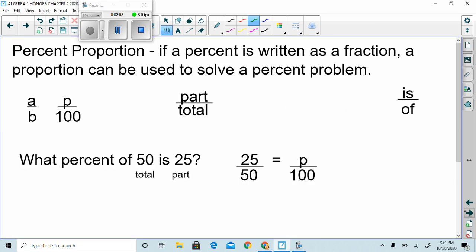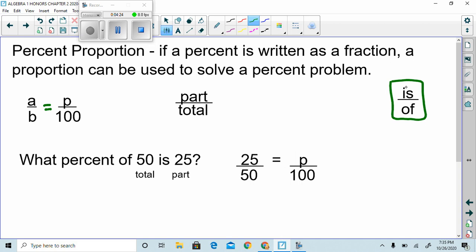So, percent proportions. If a percent is written as a fraction, a proportion can be used to solve a percent problem. And we're going to have something like A is to B as P is to 100. We're talking about part to total. Some call it part to base or part to the whole. I generally call it part to the total. And you may have used this in former classes, the is/of. 20% of the total is a part.